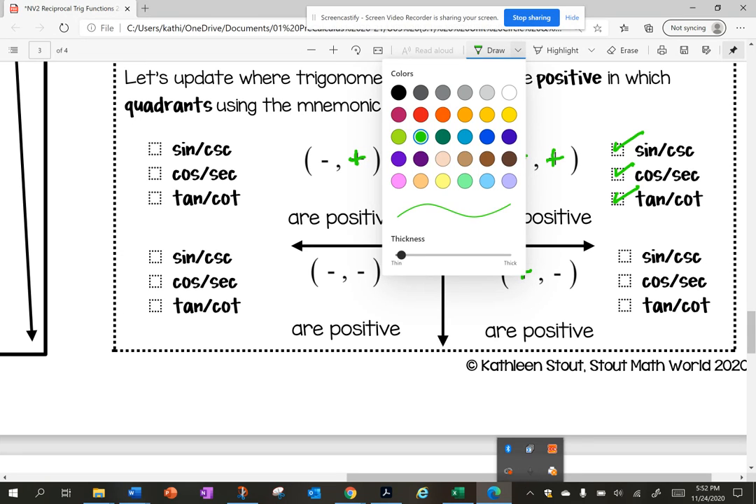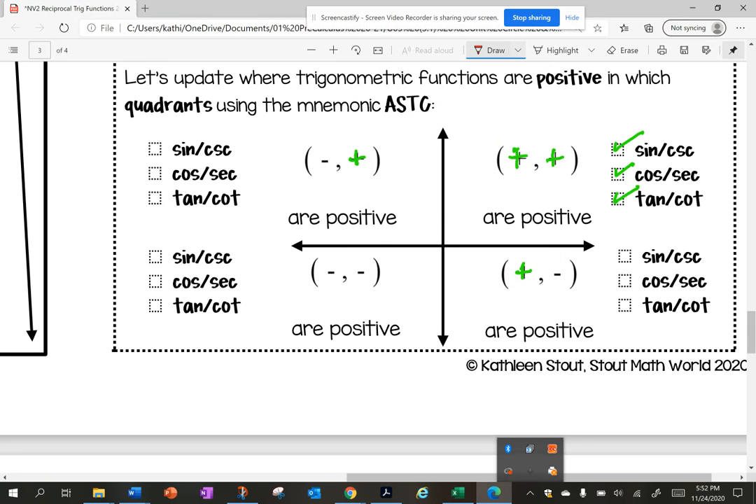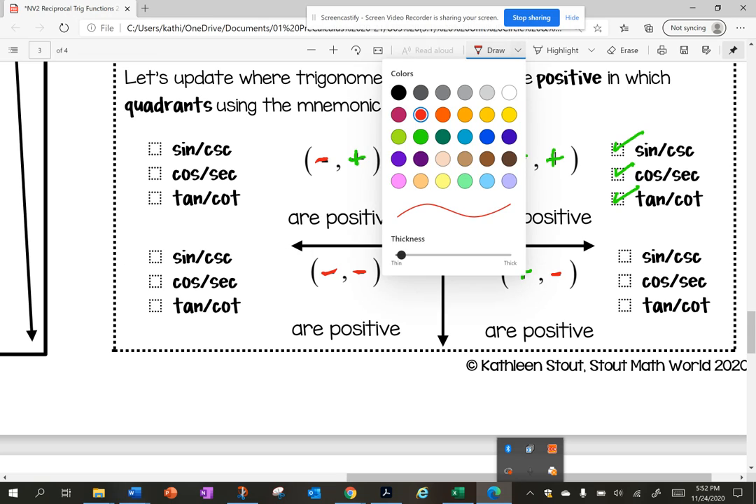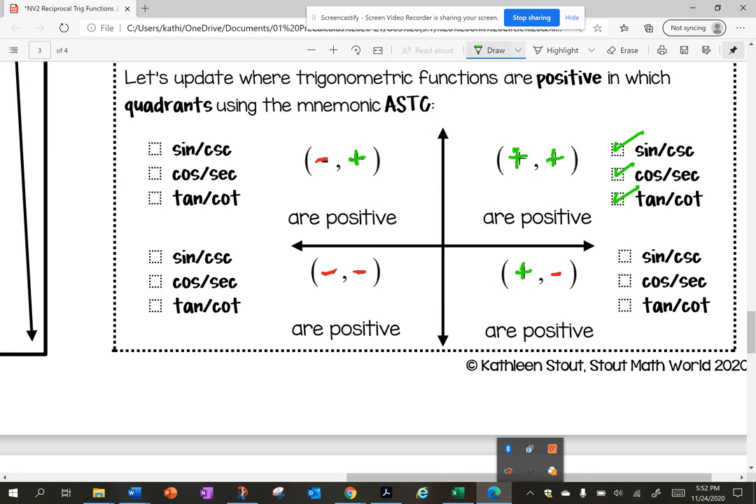And then everybody else, they're positive in one more quadrant, and then they're negative in the other two quadrants. So what other quadrants? We said sine and cosecant, cosine and secant, tangent and cotangent are all positive in the first quadrant. So we use the acronym: All Students Take Calculus.